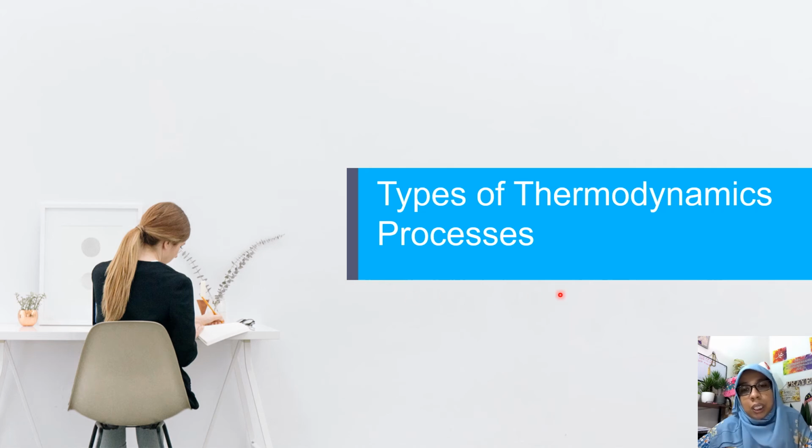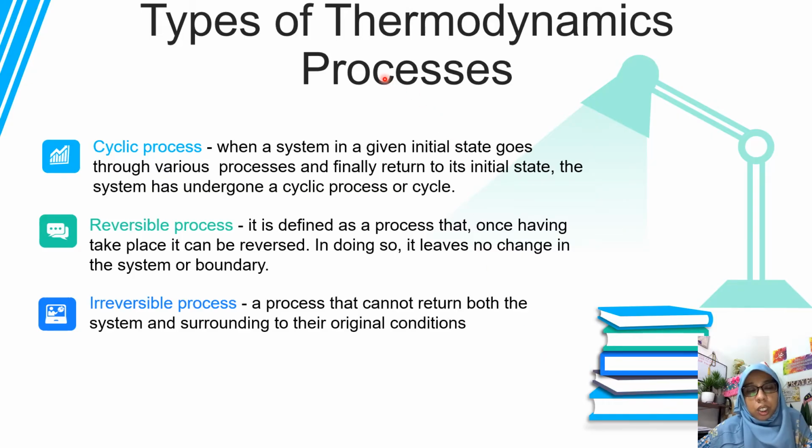Okay, the next part is types of thermodynamic process. So types of thermodynamic process, we have a cyclic process. Cyclic process is when a system in a given initial state goes through various processes and finally returns to its initial state. So the system has undergone a cyclic process or a cycle. So bila dia berlaku cycle macam yang sebelum ni, state 1 pergi kepada state 2 dan dia patah balik. So this is a cyclic process.